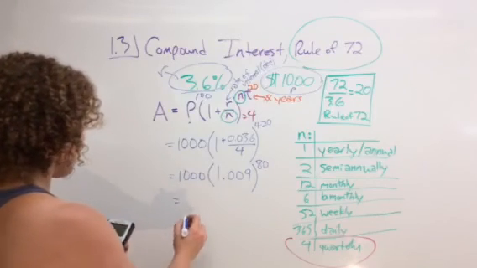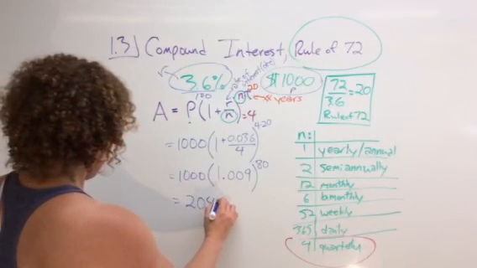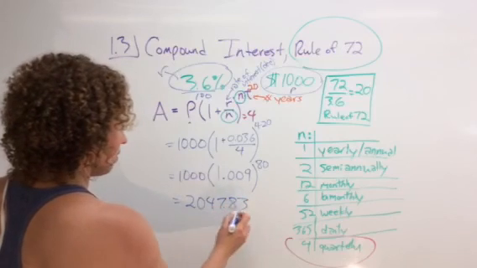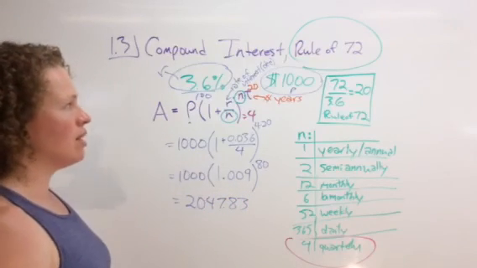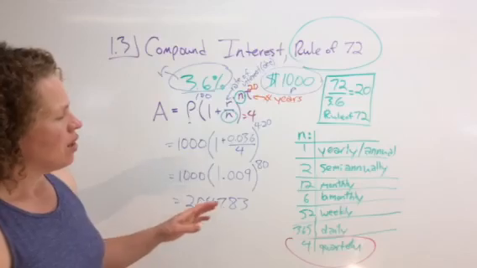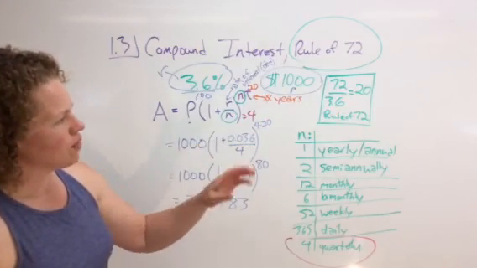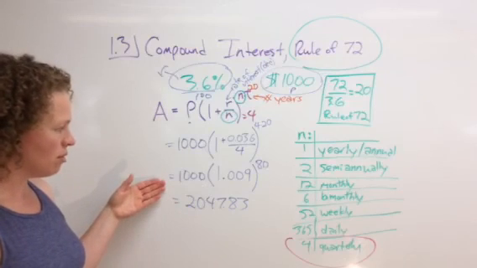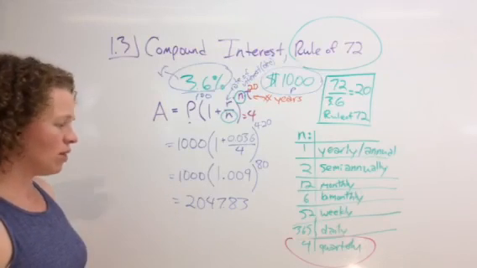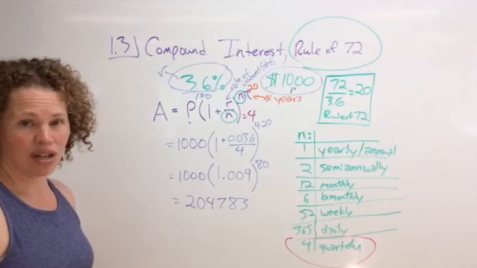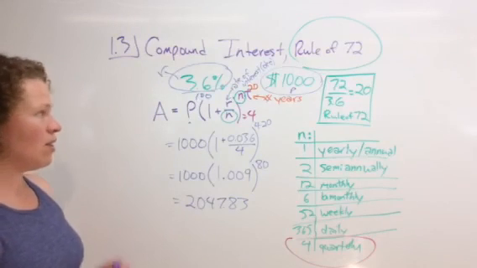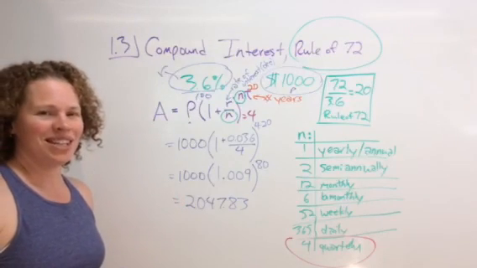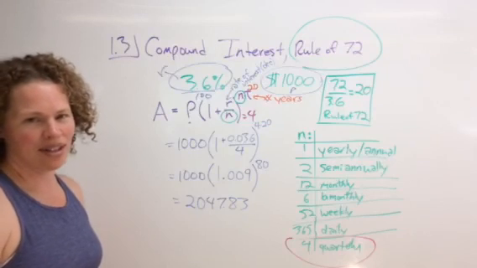And when I get my answer, it ends up being 2,047.83. So pretty close to exactly 20 years, because we said that it would be 20 years for it to double to 2,000, and if we work it out using this formula, it ends up being 2,047.83. It's a bit of extra change. If you don't like this, tune in to the next video, because I'm going to show you how to use your graphing calculator to cheat.